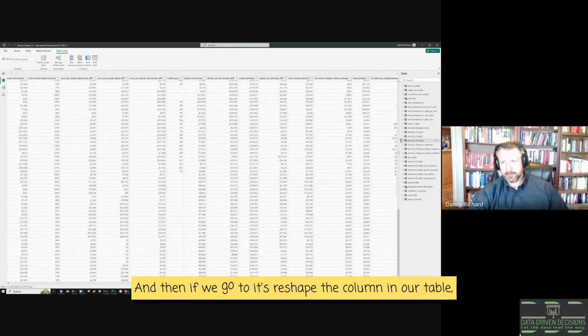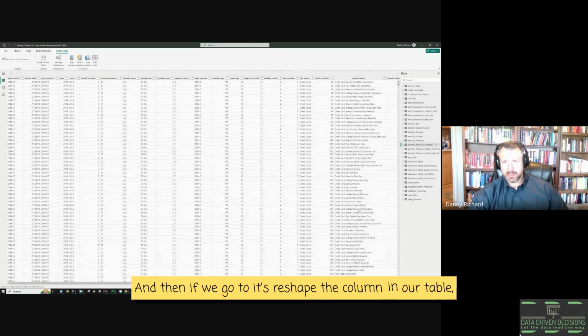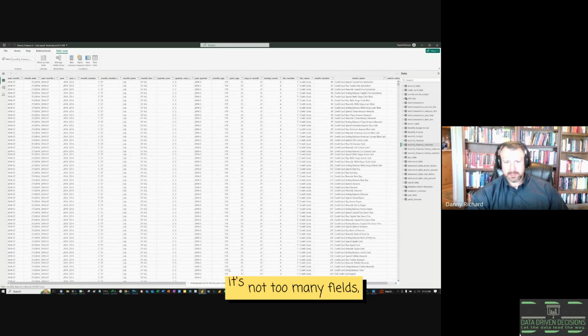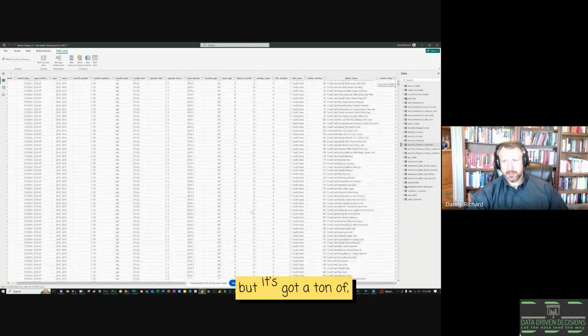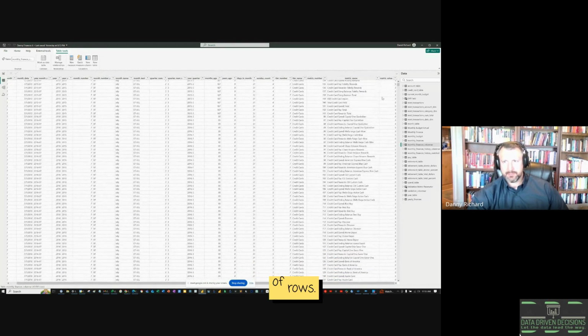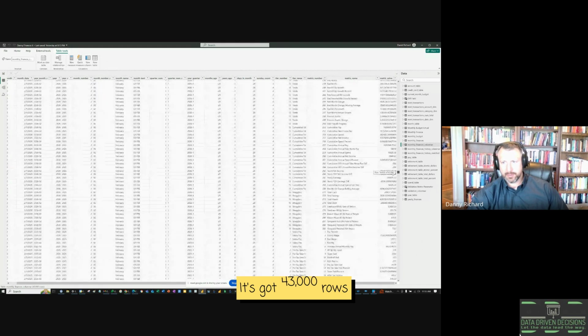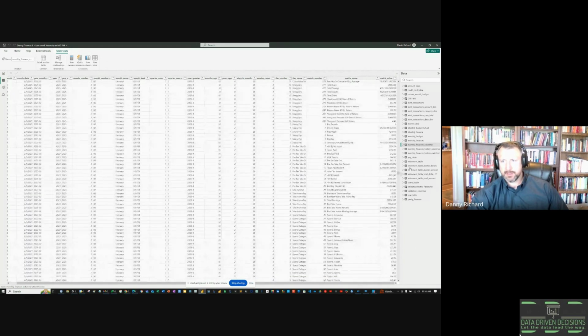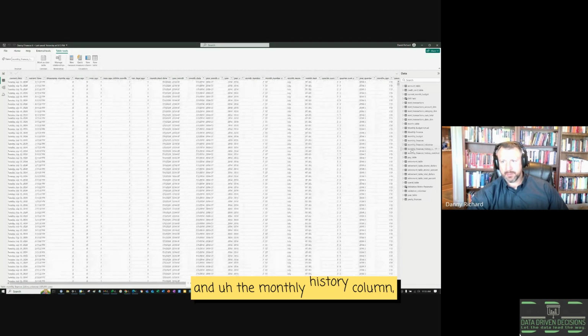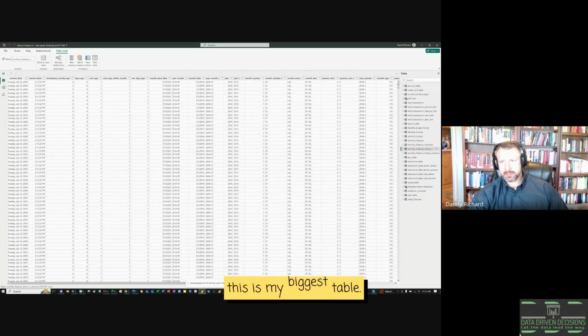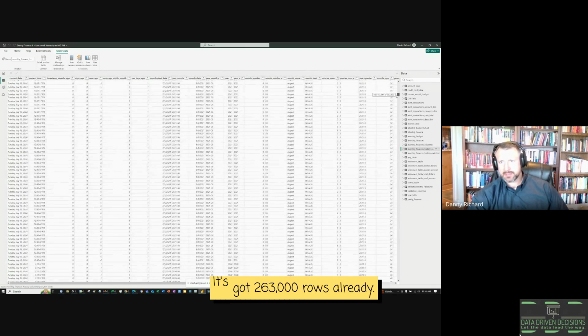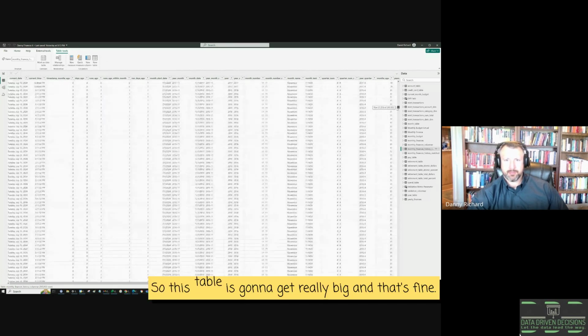And then if we go to its reshape, the columnar table, it's not too many fields, doesn't even have a scroll, but it's got a ton of rows. It's got 43,000 rows. And the monthly history columnar table, this is my biggest table. It's got 263,000 rows already.